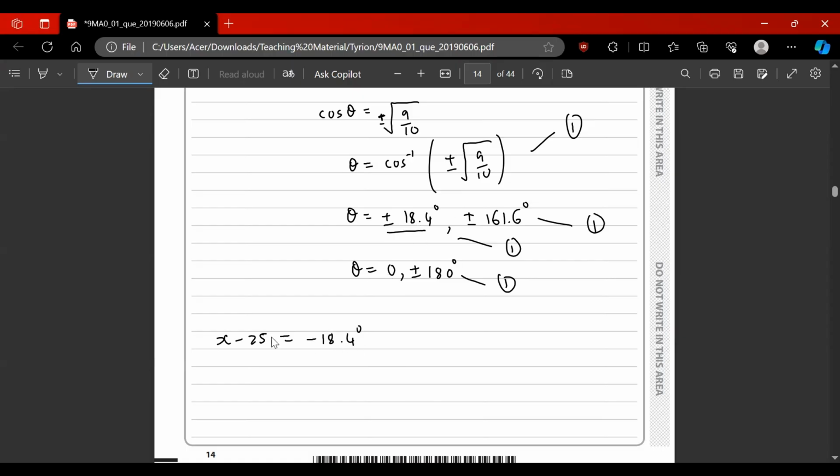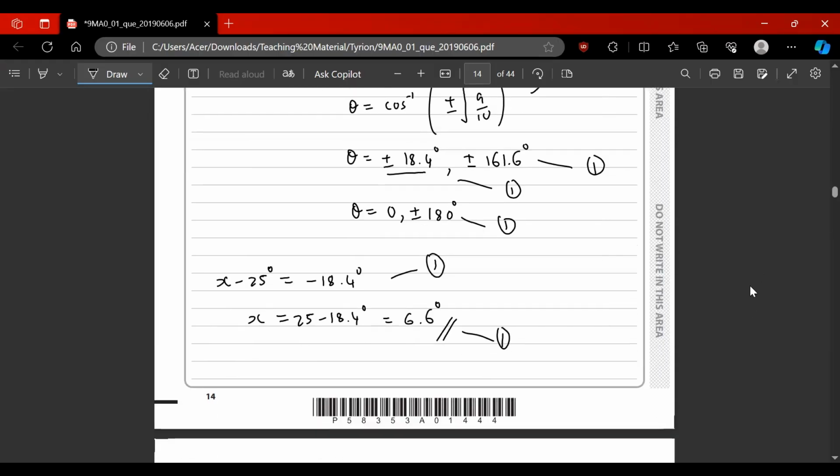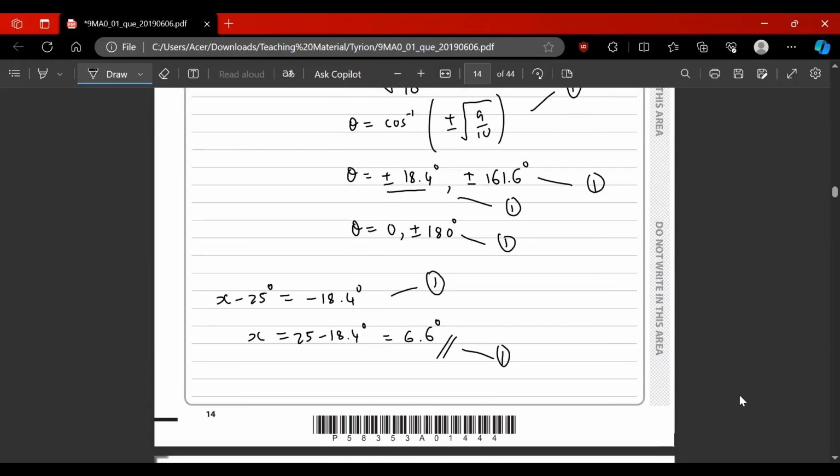If I solve this and take the -25 to the other side, I will get 25 - 18.4. This will give me 6.6 degrees, and this will be my smallest positive solution. So one mark for correctly equating the solutions, and then one mark for the final answer. So that's the end of question 6.